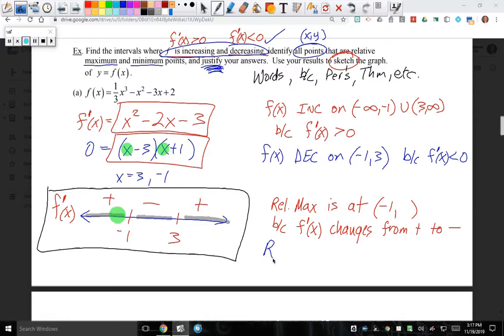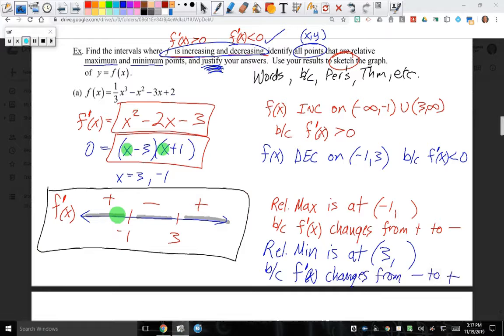The relative min is what? Is at 3 something because what? Yep. F prime of x changes, so you got to be organized, negative to positive. Okay? How would I get these values?